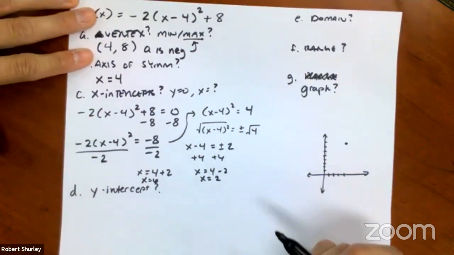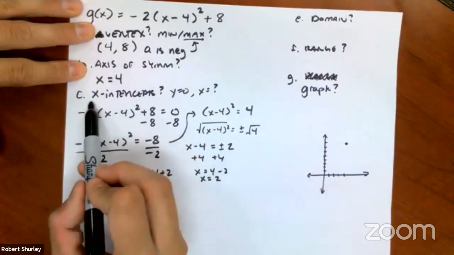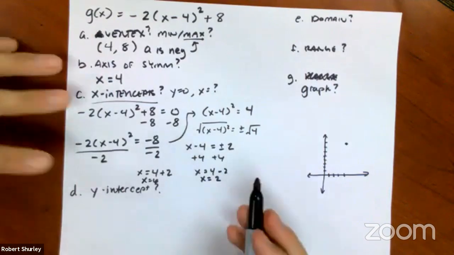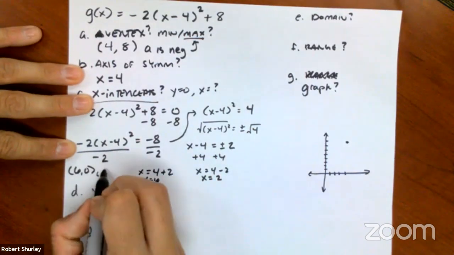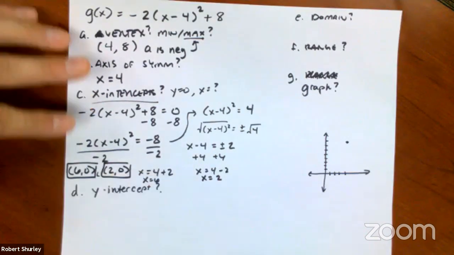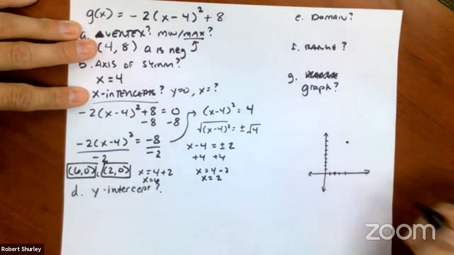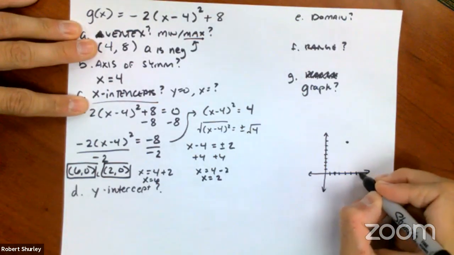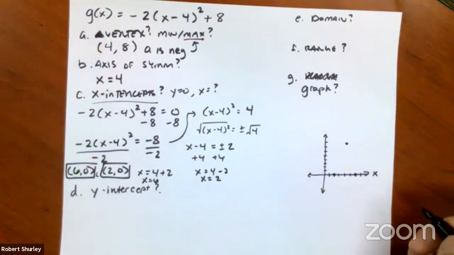I know I ran out of room. I knew this was going to take a little more room, but I didn't realize it would be this much. Now these are intercepts, so I have to write them as such. So this would be (6, 0) and (2, 0). I'm going to graph this. So there's one of my x-intercepts. There's my other x-intercept. Okay.